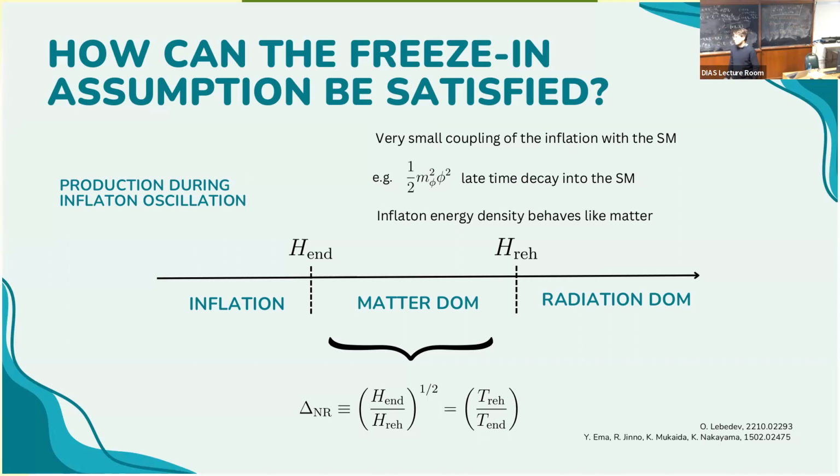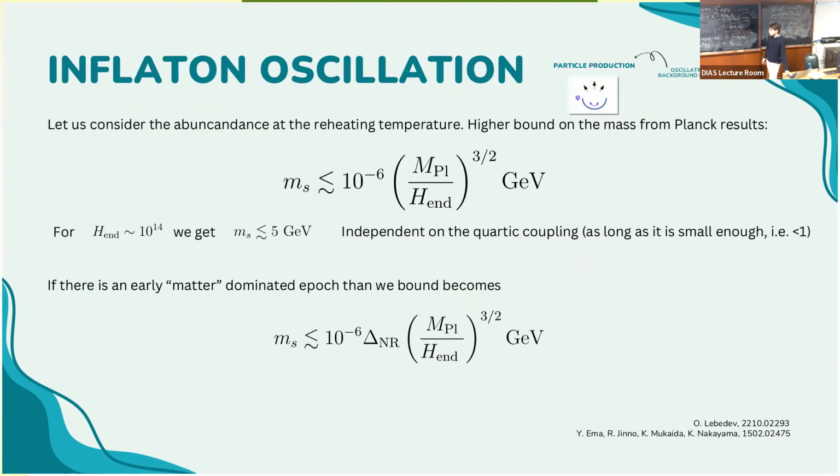So my idea is that since we have this production at the beginning that we can't get rid of, and we don't know how to control, we don't know how much it is, it's very model dependent. This could spoil freeze-in, the standard freeze-in. So how can we actually have a freeze-in model which is self-consistent and doesn't depend on this initial production? And this would be by introducing this matter-dominated epoch.